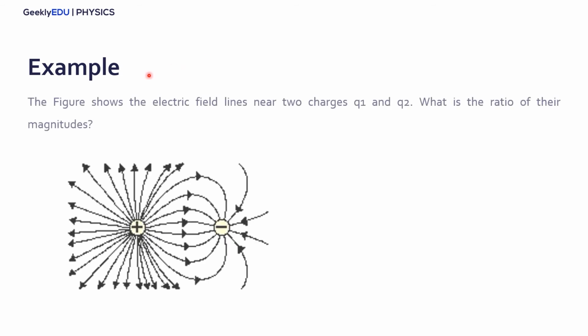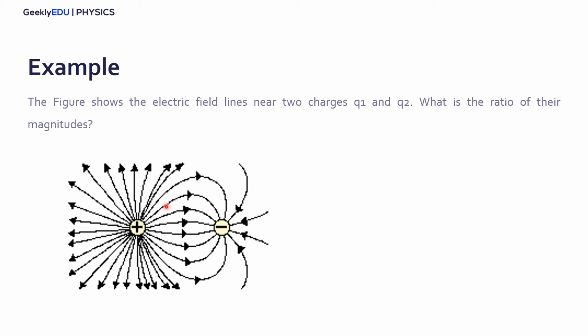Okay, so let's go through this example here. This figure shows the electric field lines near 2 charges, Q1 on the left side and Q2 on the right side. The question is, what is the ratio of their magnitudes? Let's take a look at this image. We can see we're dealing with 2 different charges, a positive and a negative one. And the field lines are coming out of the positive charge and entering the negative charge. So everything is alright here.